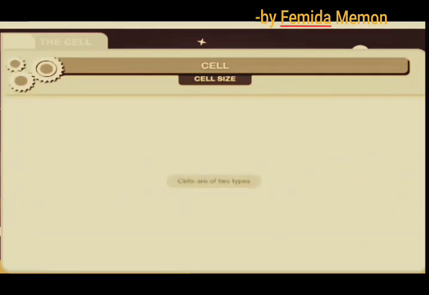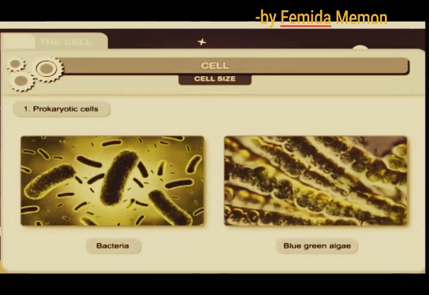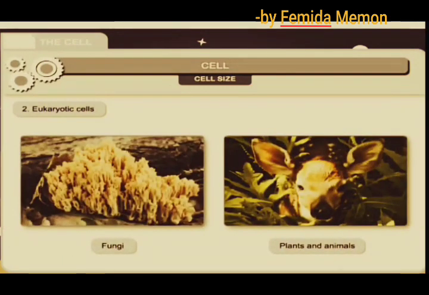Types of cells. Cells are of two types. 1. Prokaryotic cells. These are the most primitive cells. They lack a true nucleus and nuclear membrane. Example, bacteria, blue-green algae. 2. Eukaryotic cells. These are the cells with a true nucleus. Nucleus is always enclosed by a nuclear membrane. Example, fungi, plants and animals.